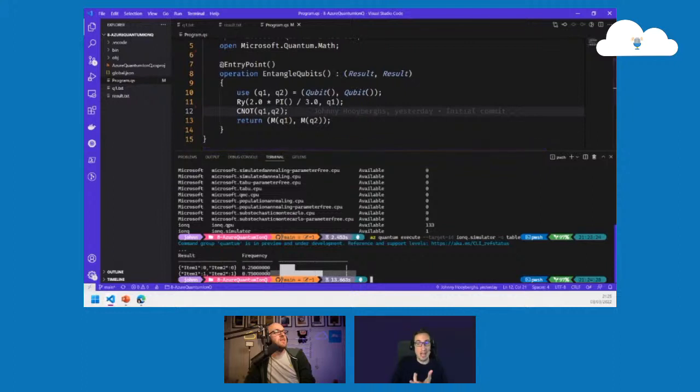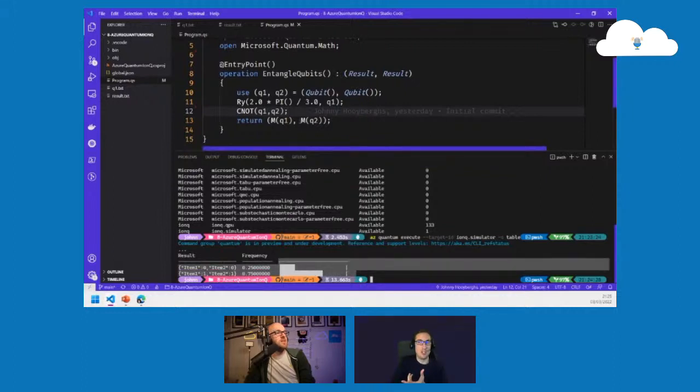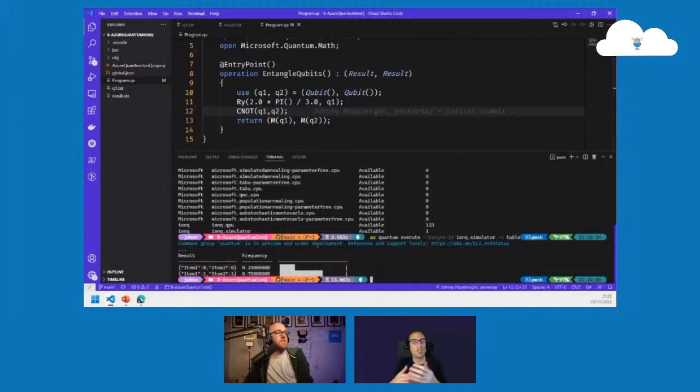But yeah, what Azure Quantum did is actually run our algorithm not once, but in theory an infinite amount of times to actually get these probabilities. Of course, it doesn't run it an infinite amount of times. It runs it, I think, by default 100 or 1,000 times to get these numbers.